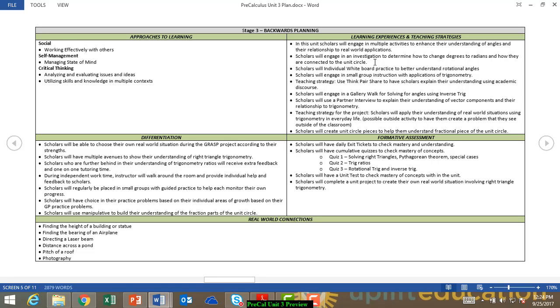While you're planning your daily lessons, I want you to be thinking about what you can do to involve more learning experiences for our scholars. So we want them, of course, to work with real-world applications. That's part of our transfer goal for this unit, and some of our big takeaways are specifically framed around real-world applications. My suggestion is to engage in an investigation when we're converting from radians to degrees to see how they're connected to the unit circle, and I've planned that out in a specific AML for this unit.